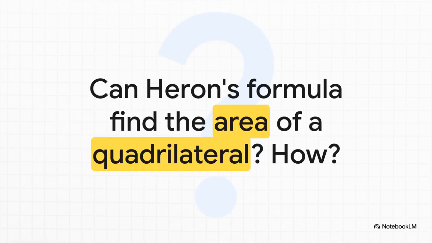All right, one last little thought to make your brain super, super strong. We know Heron's formula is for triangles, right? But what if you were asked to find the area of a quadrilateral, a shape with 4 sides? Could you still use this formula? Think about it. How can you break a 4-sided shape down? I'll leave you with that little puzzle.